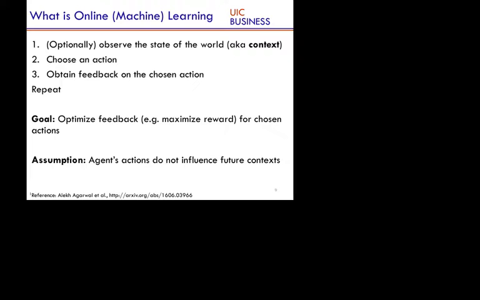In today's lecture, we're going to assume that the agent, which is the computer system making the recommendations, has actions that do not influence the future context. So if I make a wrong prediction on this test image, it is not going to influence the future test image. That's one assumption we'll make in this lecture, and we'll relax it in the next lectures.